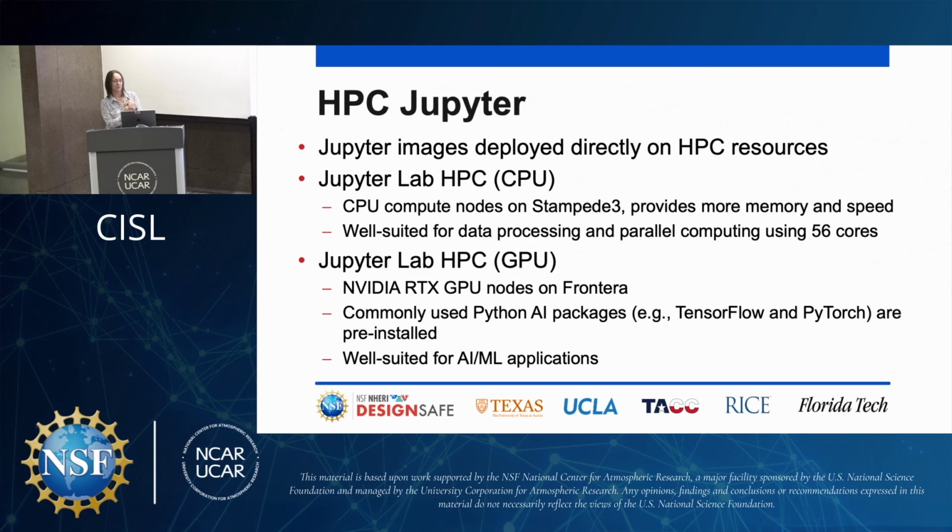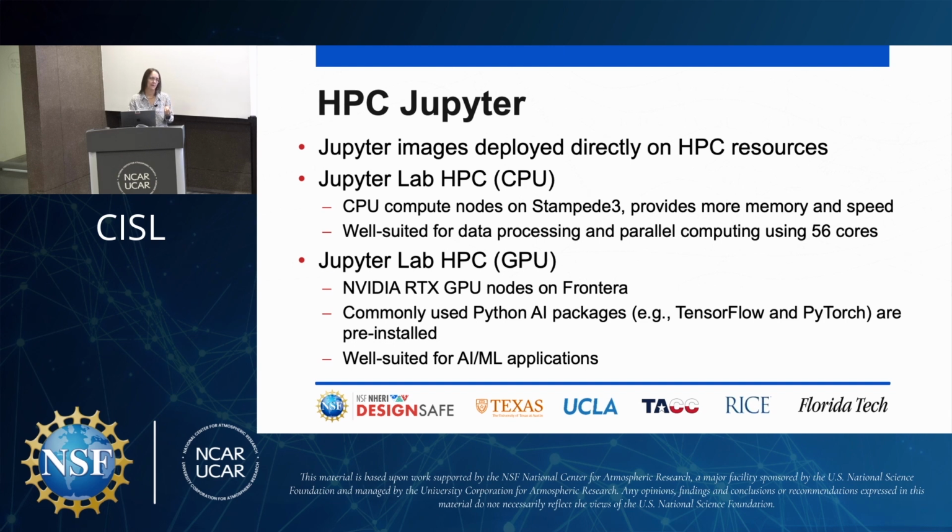Now, the HPC Jupyter instances are directly on the HPC resources. In the regular VM JupyterHub, you can submit jobs to the HPC systems, but these run directly on the HPC resources. So the CPU version is on Stampede3, which provides more memory and speed, so that can be useful for data processing and parallel computing that you might want on, say, one node. The GPUs are on the NVIDIA RTX GPU nodes on Frontera. And we have it set up because if you're on GPUs, you're probably doing AI and machine learning. So we've got all the AI packages, TensorFlow, PyTorch, CUDA, et cetera, so that you're ready to go.